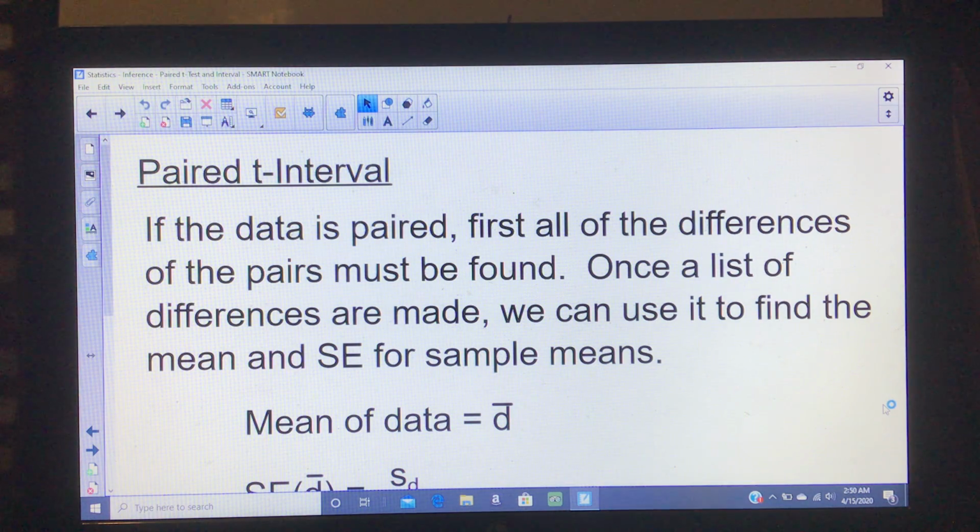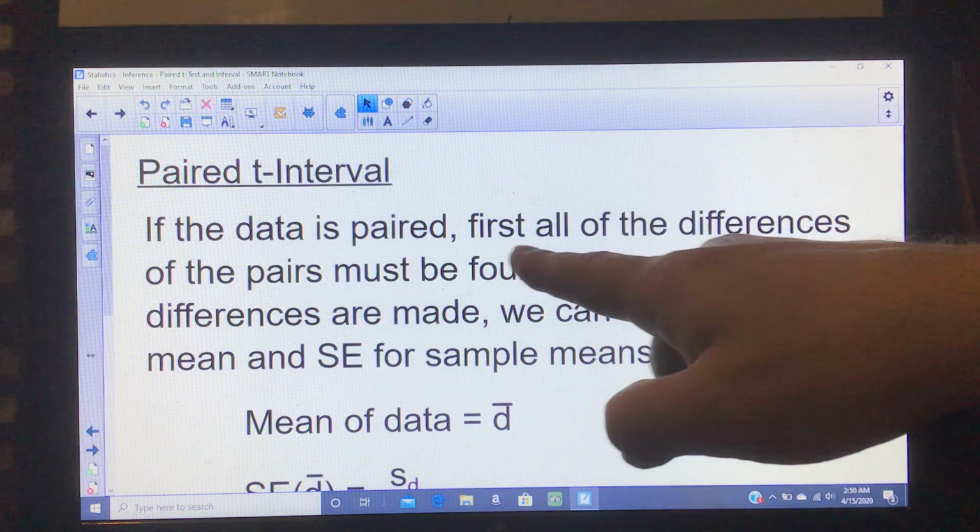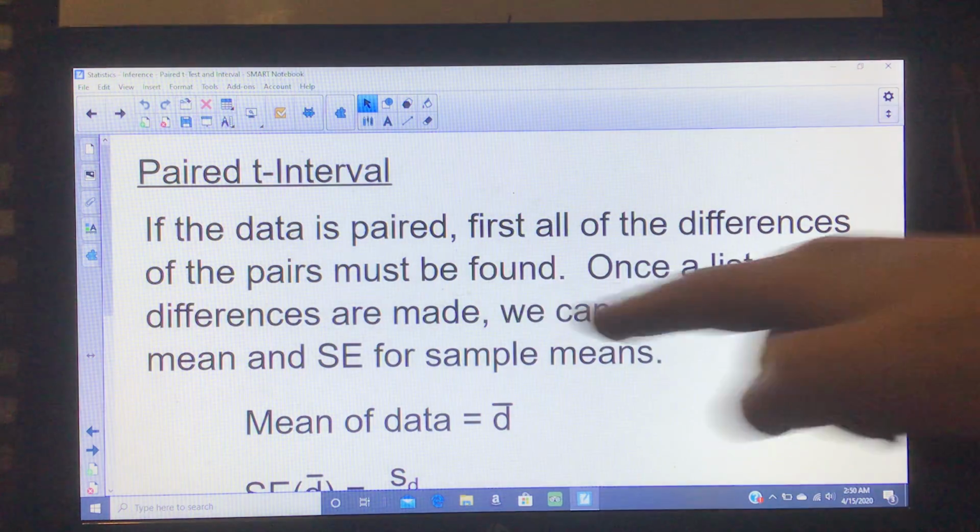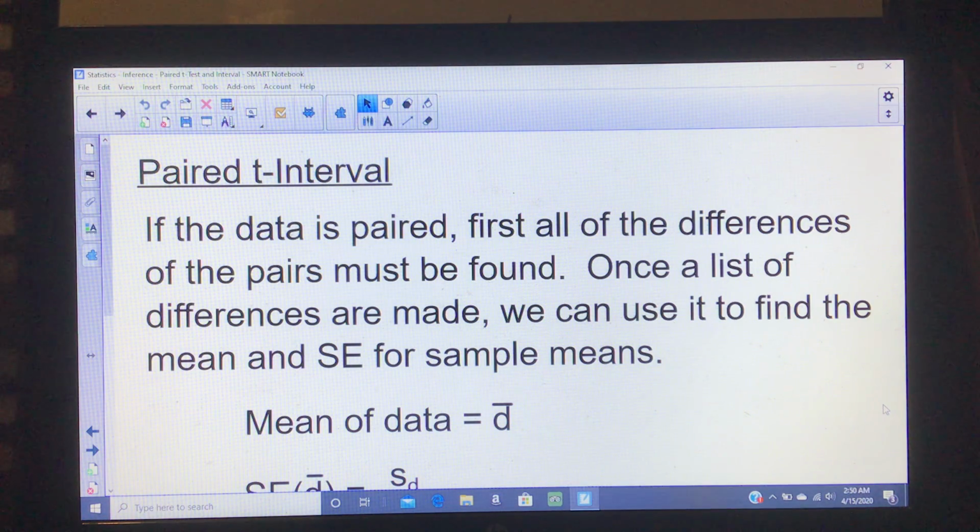So the paired t interval, if the data is paired, first we have to find the differences of all the pairs. So I just mentioned doing that. You need to go through, if you had separate lists, and subtract them. Now, typically, they'll give you this information. A lot of times they'll do the work for you or give you a summary of the information. But if you were doing this by hand from scratch, you would get your pairs of data and make a new data list where you subtracted one value from the other for each pair in the same order until you had a new list.